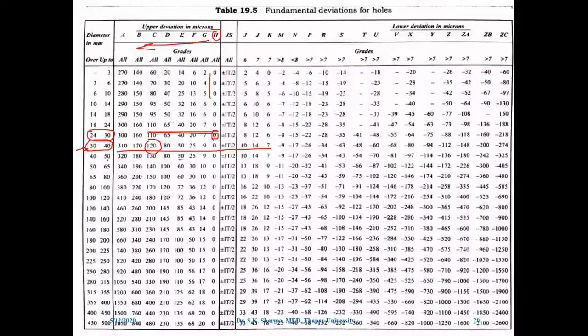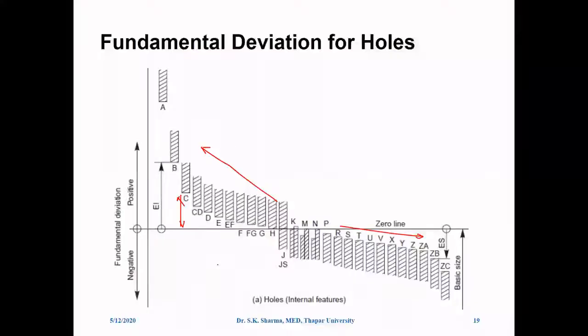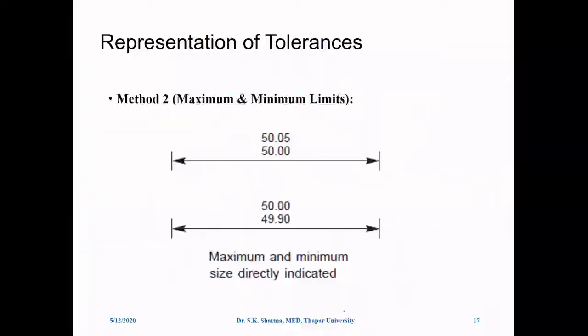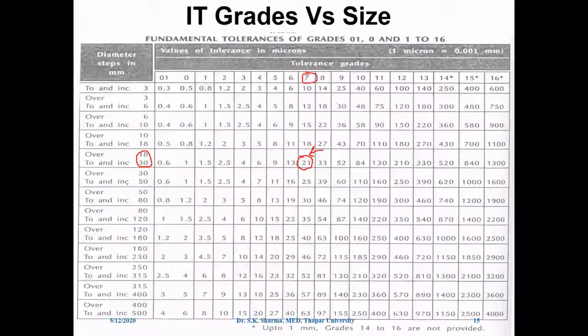So keep this in mind. Fundamental deviation is 120 in this case, right? Now the number in this case was 11. 40 basic size, number 11. So you go back to the second chart. 40 means this range, right? And number 11 means this value, 160 microns.